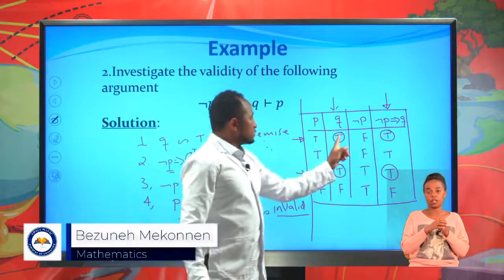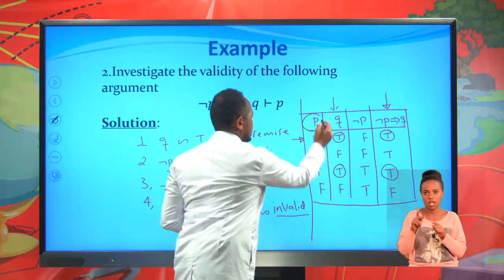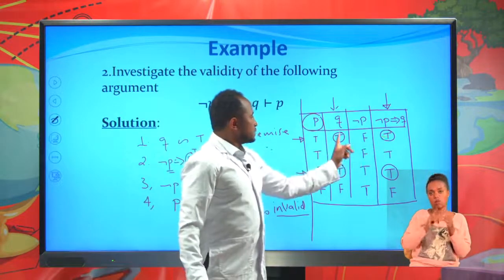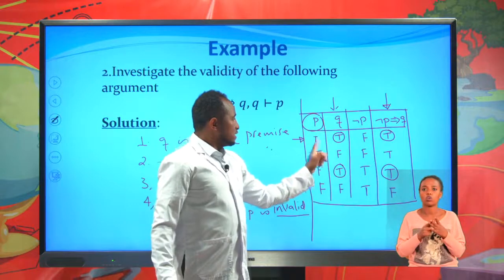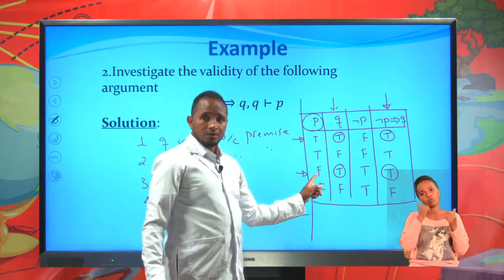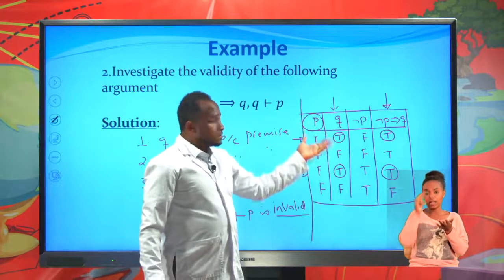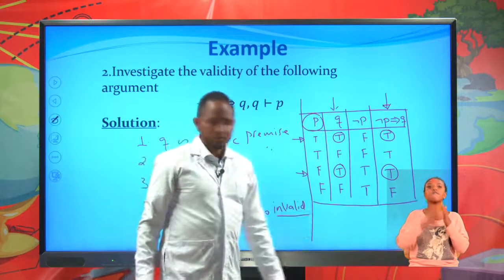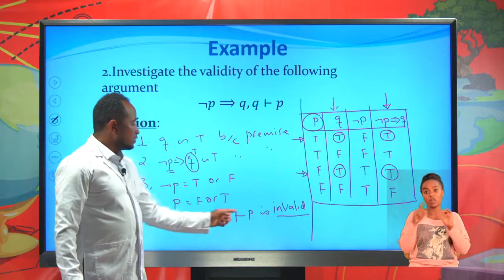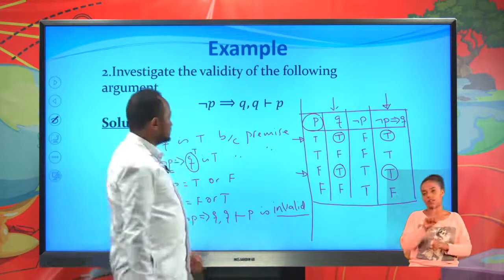Whenever the premises are true, what's our conclusion here? Our conclusion is P. Our conclusion is this column. On the first row, whenever the premises are true, the conclusion is true here. On the third row, whenever the premises are true, it's not true here. Because of this row, this statement is invalid. Therefore, the argument negation of P implies Q, Q gives you P is invalid. Now let's continue to the other part.